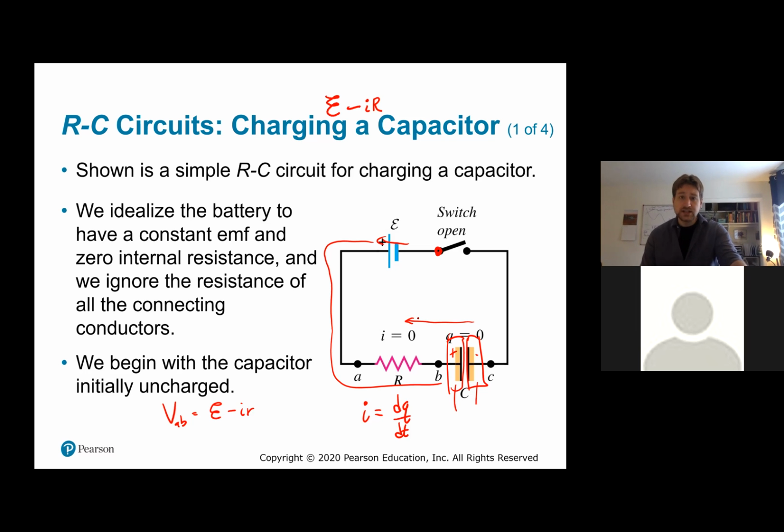When fully charged, no current flows anymore because the EMF and the capacitor have equal potential differences. Each of them is trying to move charge, but they're equally strong, so we go nowhere.